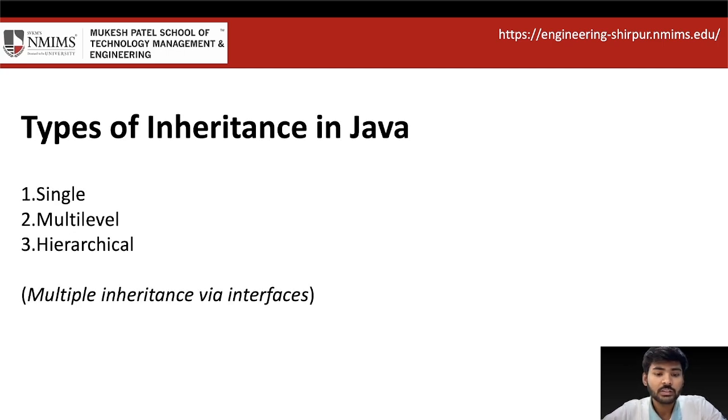Types of inheritance. There are mainly three types of inheritance in Java: single inheritance, multilevel inheritance, and hierarchical inheritance. Java does not support multiple inheritance with classes to avoid ambiguity, but it can be achieved using interfaces. Now we see what is single inheritance.